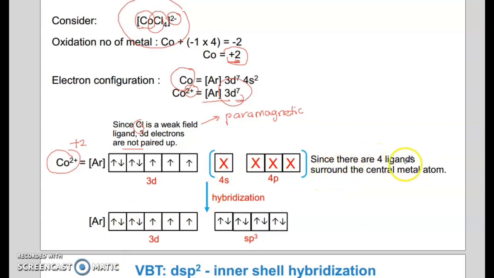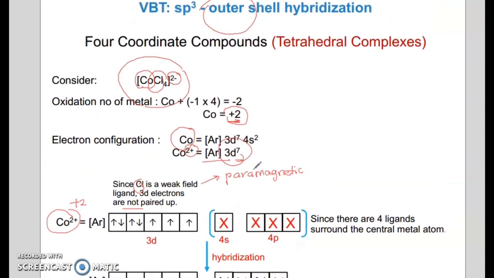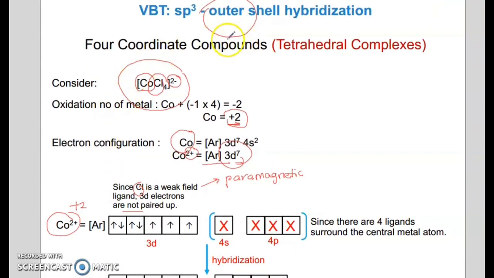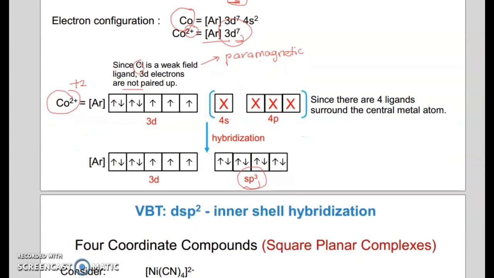Since there are 4 ligands around the central metal atom, this is sp3, because 1, 2, 3 orbitals. So the hybridization is sp3. This one we call outer shell hybridization. Outer shell means outside the d orbitals, so after 3d it is the 4s and 4p.